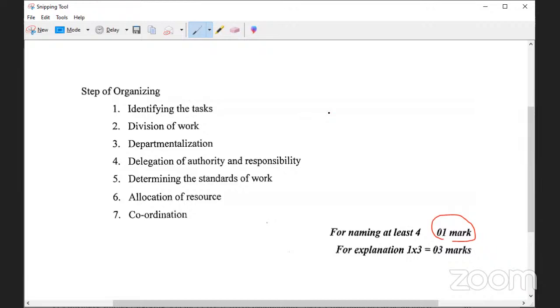Right? See how easily you can grab the marks.